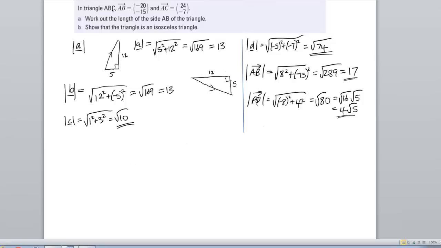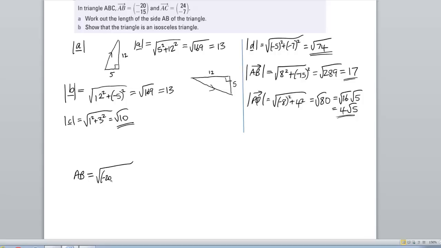In a triangle ABC, the vector AB is (minus 20, minus 15), and vector AC is (24, minus 7). And then it says work out the length of the side AB. So if the vector AB is to go from vertex A to vertex B, then the magnitude of the vector AB is the length of the side AB. So it's perfectly acceptable to use this notation because we know that we're talking about the length of a side AB.